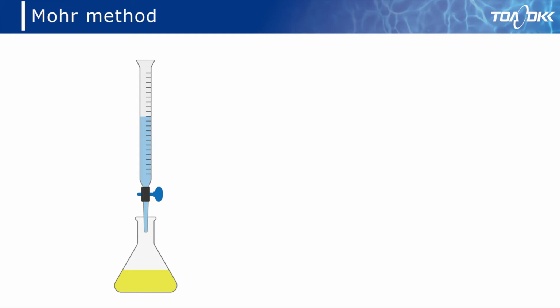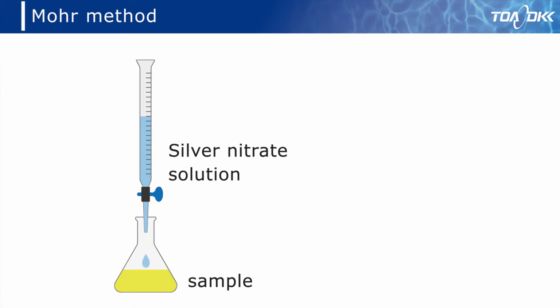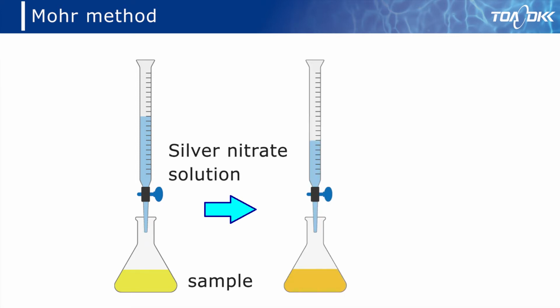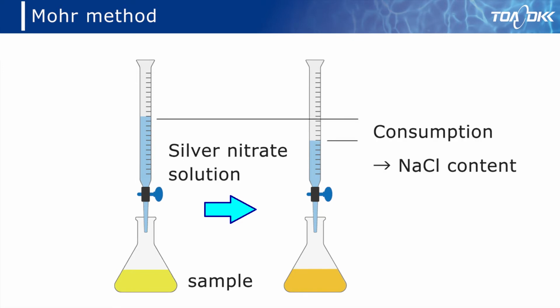Summary of Mohr method. Add potassium dichromate as an indicator to the sample and titrate with a silver nitrate solution. This method calculates the sodium chloride content from the amount of silver nitrate solution consumed by the end of the titration. This is a method of visually recognizing the color change to identify the endpoint of the reaction.